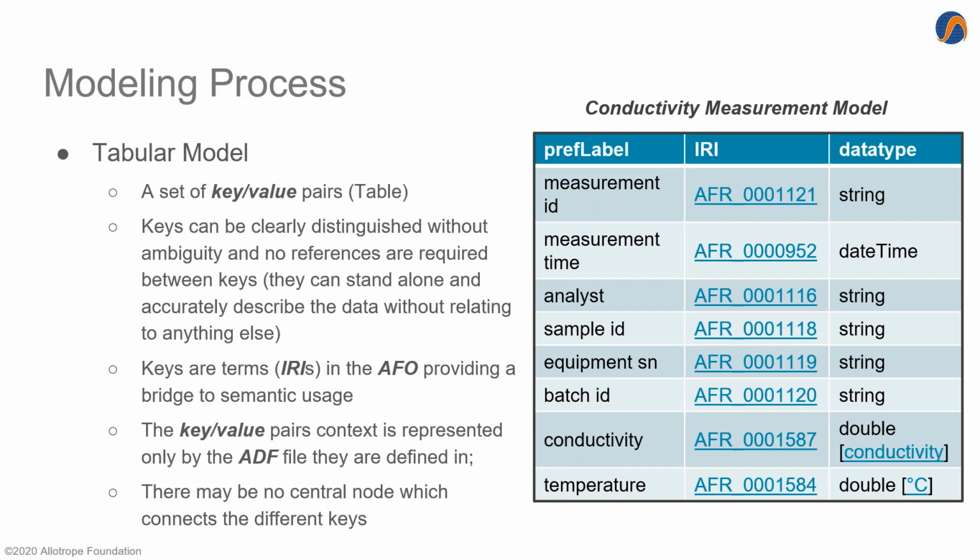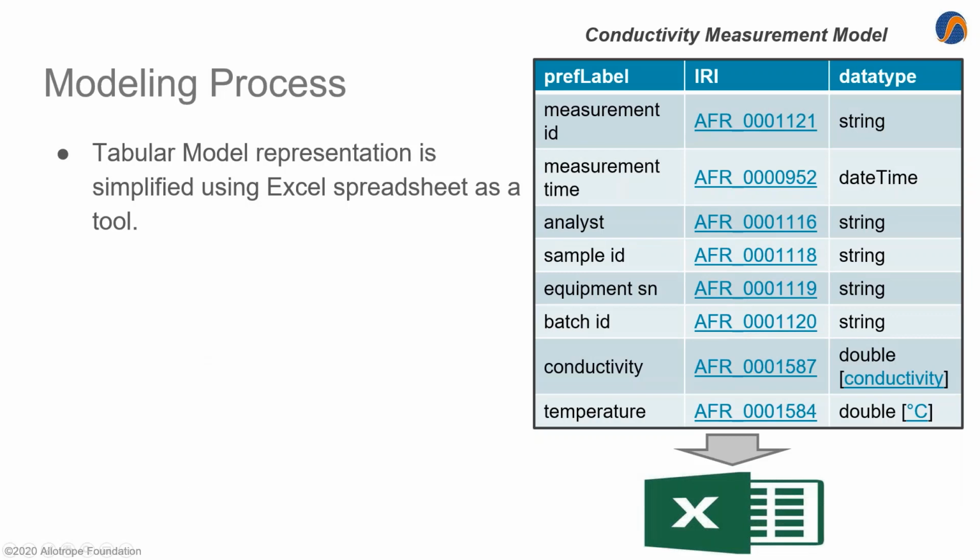It's just a table. And there may be no central node which connects the different keys. So in this example, we have a table with all the pref label and the IRI and the data type. So let's dive into the Excel spreadsheet that we are using for the tabular model to simplify the modeling process.